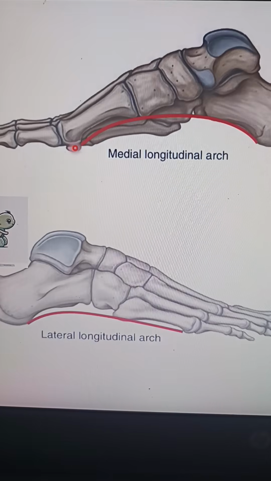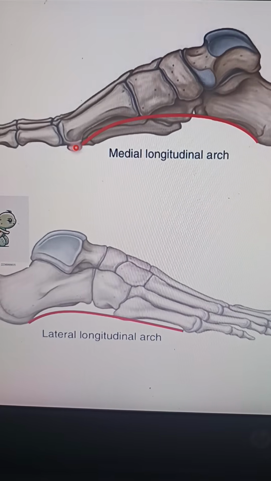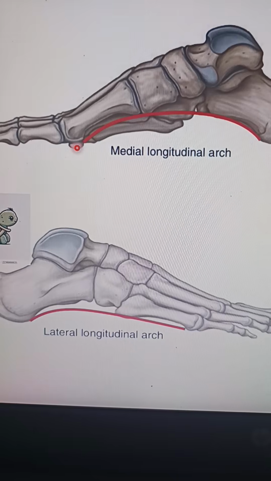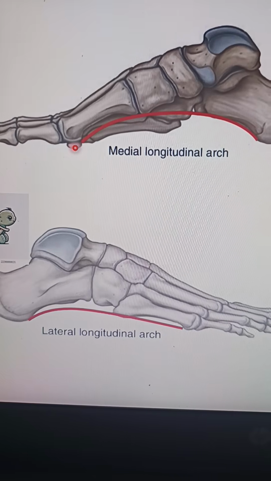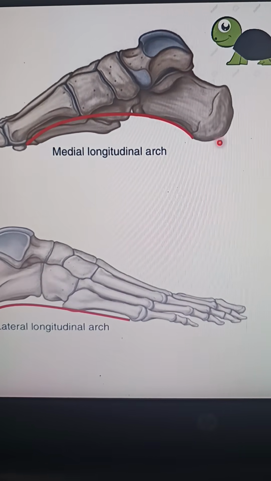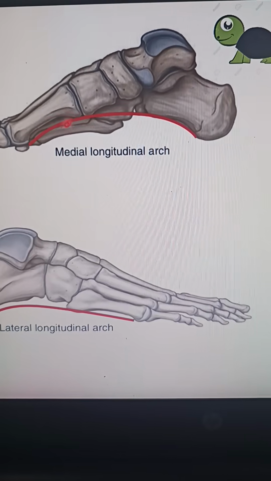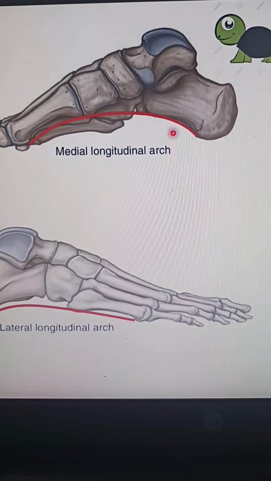So here, this point is the head of the metatarsal which is on the ground. The head of the metatarsal is the anterior pillar of the medial longitudinal arch, while the calcaneum is the posterior pillar of the medial longitudinal arch. So this is how the medial longitudinal arch is formed.